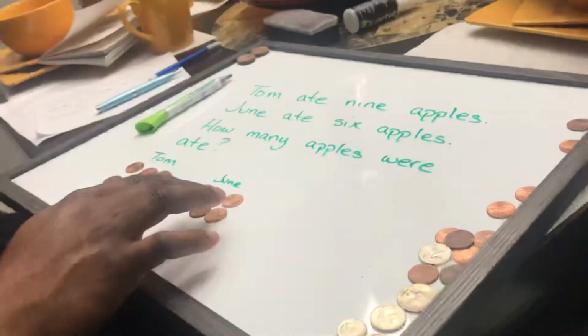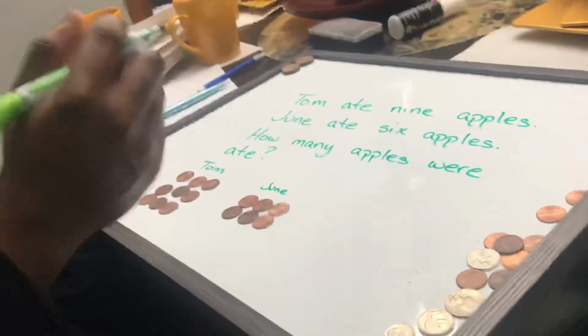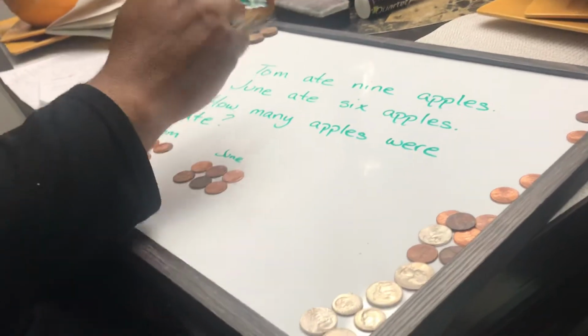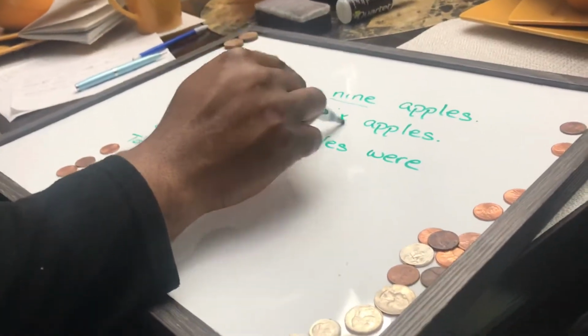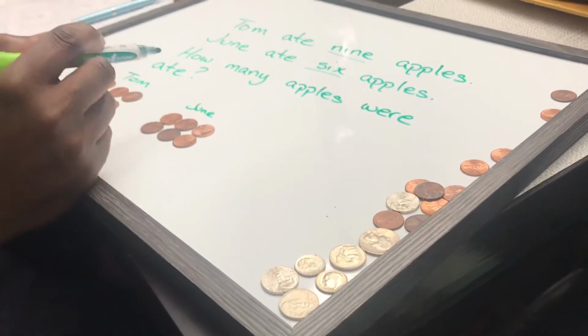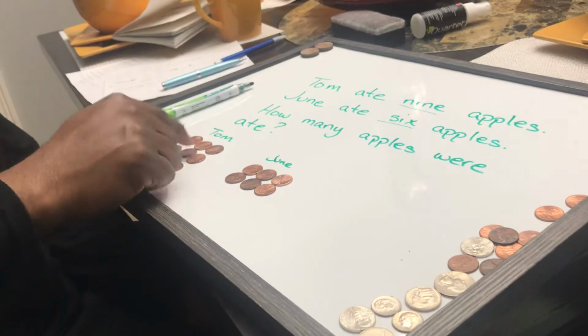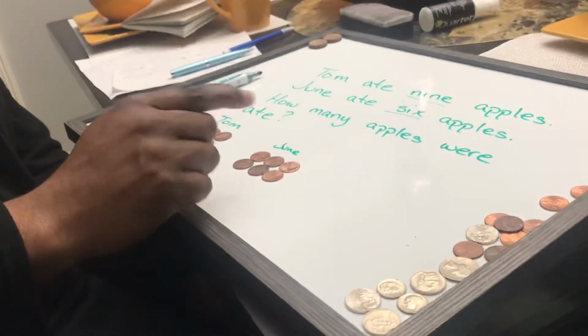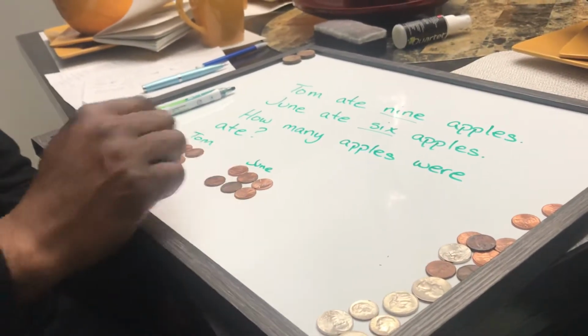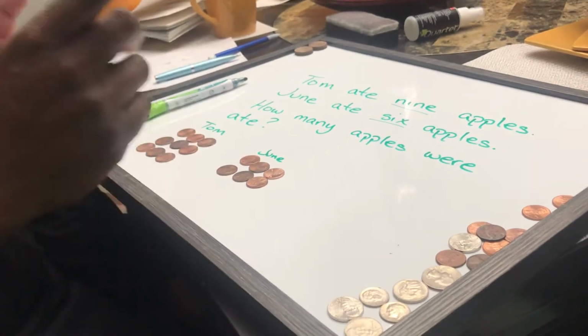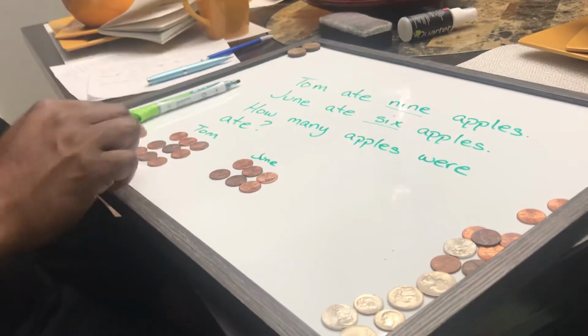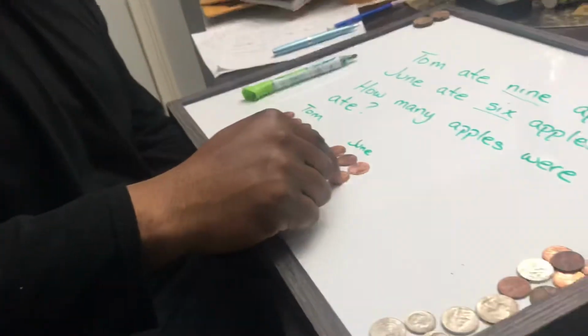Now here's the thing. We want to make sure that we understand what we're doing. These are my numbers, 9 and 6. So I have Tom that represents 9, 1, 2, 3, 4, 5, 6, 7, 8, 9. And I have June, which represents 6, 1, 2, 3, 4, 5, 6. If I add these together, it should give me the exact same thing. I know that I have 9 over here. So what's after 9? You guessed it. 10, 11, 12, 13, 14, 15.